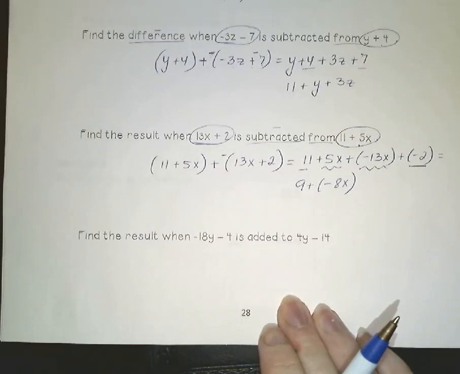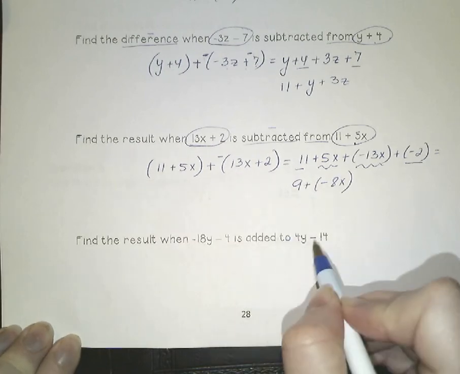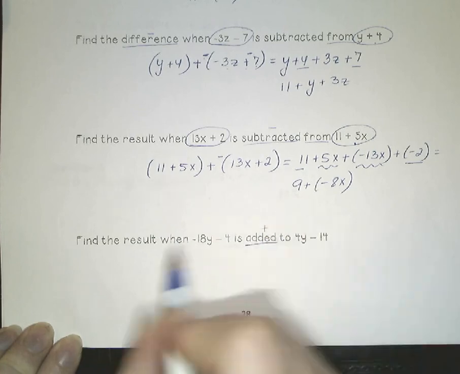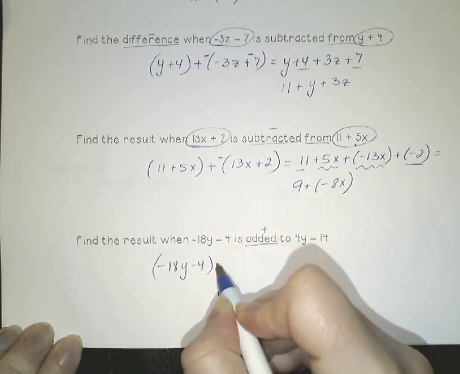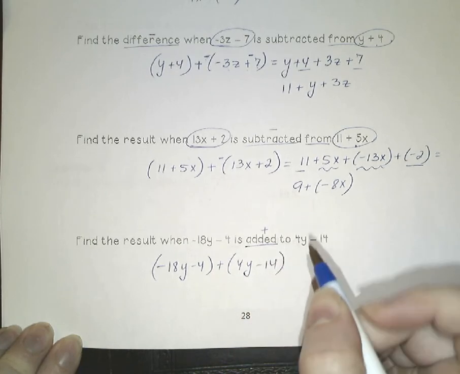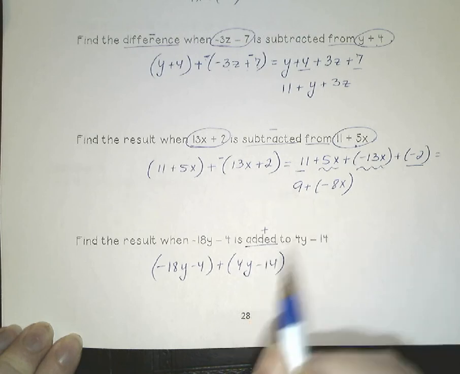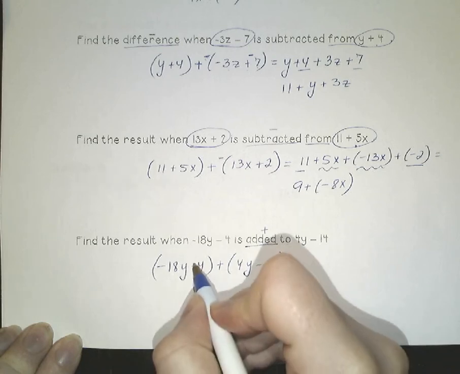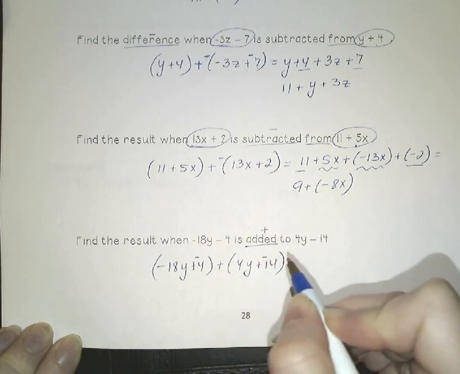Find the result when negative 18y minus 4 is added to 4y minus 14. Added to means addition, right? So negative 18y minus 4, we are adding to 4y minus 14. Since it's added to, it doesn't matter what comes first, okay? But what you want to make sure is to change all of your subtraction into addition of the opposite. So minus 4 will be plus negative 4, minus 14 will be plus negative 14.